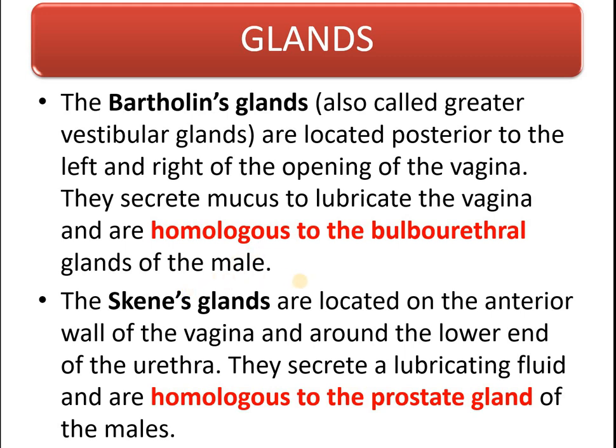Skene's glands are located on the anterior wall of the vagina and around the lower end of the urethra. They secrete a lubricating fluid and are homologous to the prostate gland of male. Sometimes they may ask this question also.